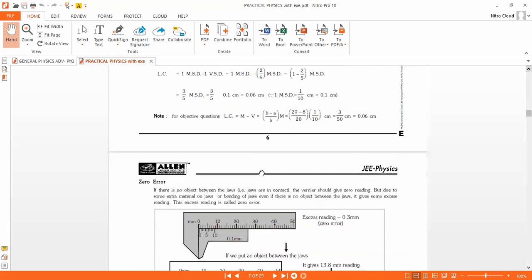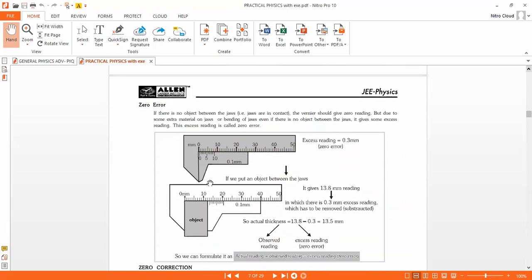Now see, here it is error. Suppose when there is no object between the jaws, the Vernier should give 0 reading. But due to some extra material on the jaws, there will be excess reading. That excess reading can be called as zero error. See here, the example they give. Instead of 0, we'll have some value.